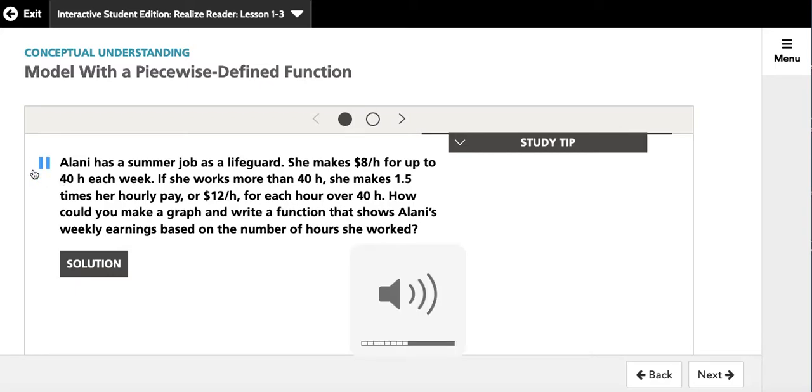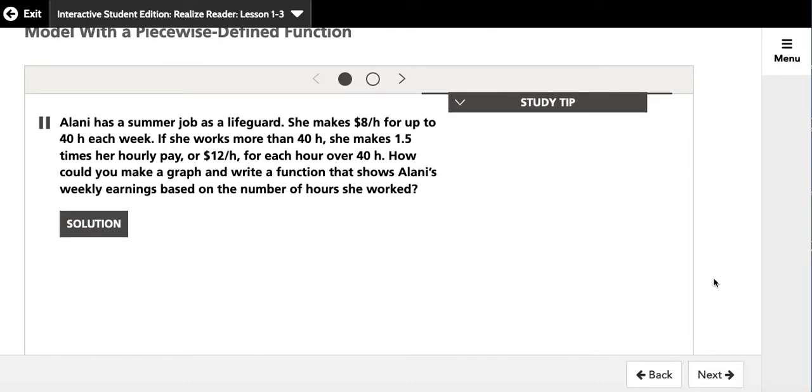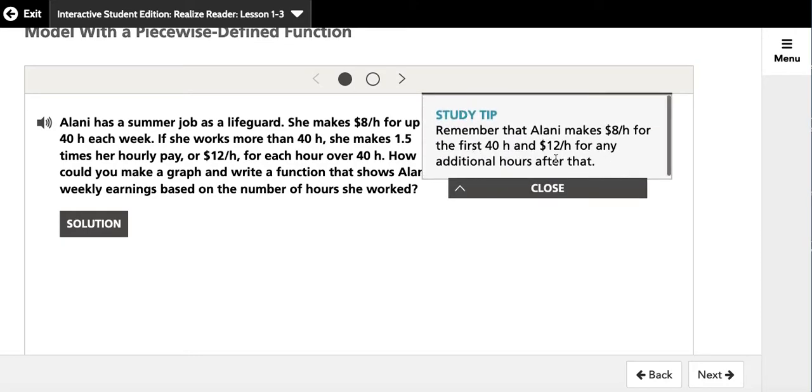Alani has a summer job as a lifeguard. She makes $8 per hour for up to 40 hours each week. If she works more than 40 hours, she makes 1 5/10 times her hourly pay, or $12 per hour for each hour over 40 hours. How could you make a graph and write a function that shows Alani's weekly earnings based on the number of hours she worked? So she's got two different rates going here. It's $8 an hour for the first 40 hours, and then after 40 hours, she's making $12 an hour. Remember that? Yep, that's what we just got right there.